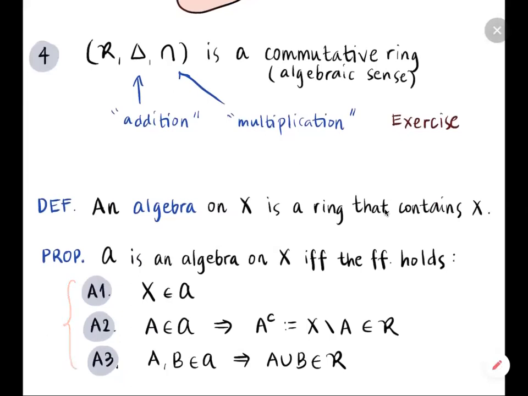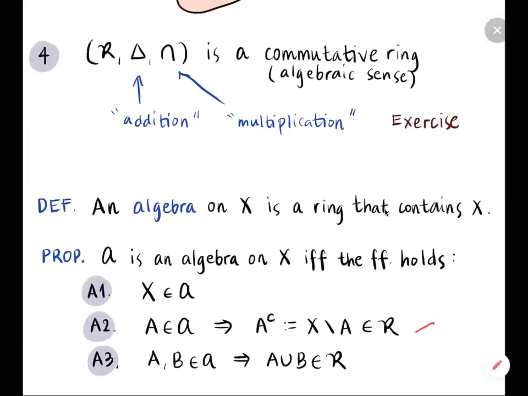Okay. The first one, X must be in the algebra. Of course, that is by definition. It must be closed under complementation. So here we need to take the complement with respect to the set where the algebra is taken into account. Here we have an algebra on X, therefore the complement must be taken with respect to X. So you think of X as your universal set. So that's A2.